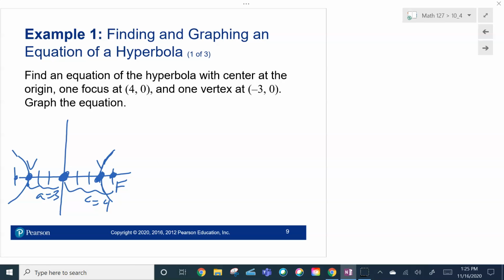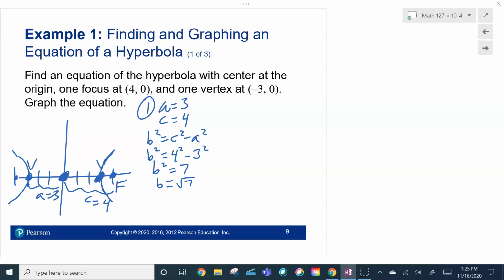Okay. So let me write this out. I know a is 3. I know my c is 4. And I know the relationship is b squared equals c squared minus a squared. So b squared equals 4 squared minus 3 squared. b squared equals 7, so b is plus or minus root 7 here.